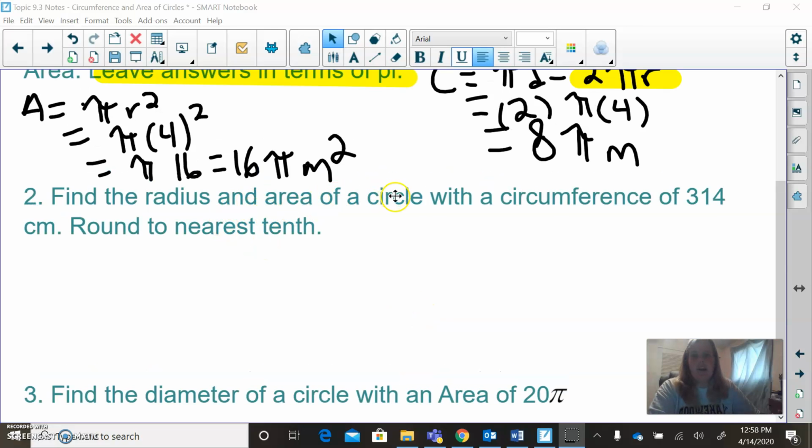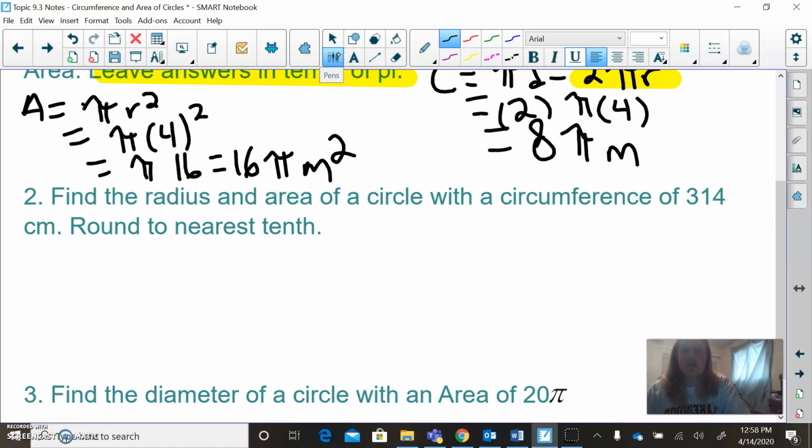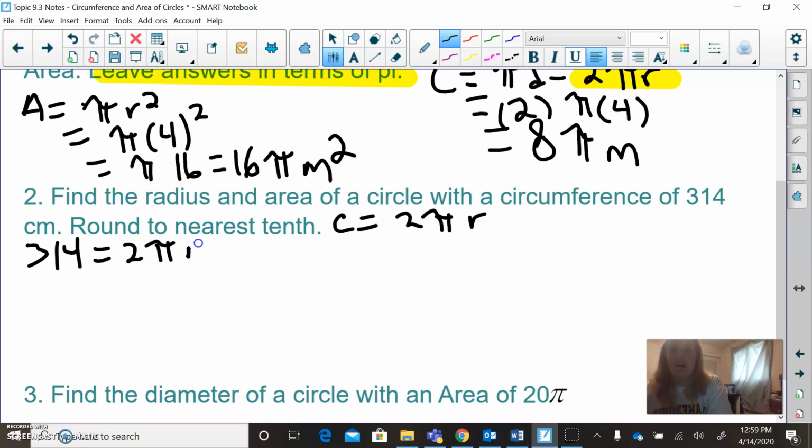Alright, so we're going to find the radius and area of a circle with a circumference of 314 centimeters, round to the nearest tenth. So in this question, we're actually going to work backwards, okay? We need to find the radius, so we're going to use circumference equals 2 pi r. We know what the circumference is, so we're going to fill that in. We've got 314 is equal to 2 pi r.